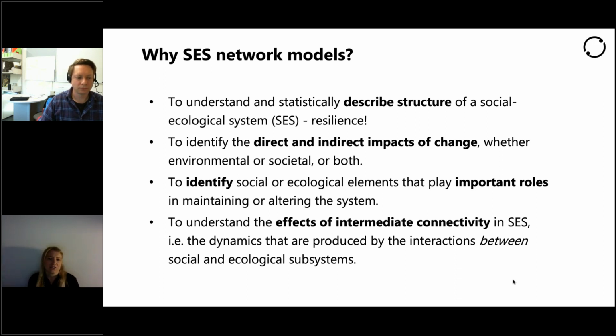And finally, the social ecological systems are not just social plus ecological. There is this merging of them, the intermediate connectivity that causes a lot of processes and things that you can't find if you look at the systems separately.